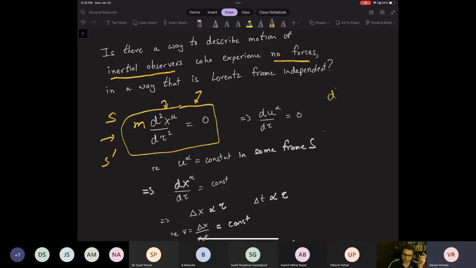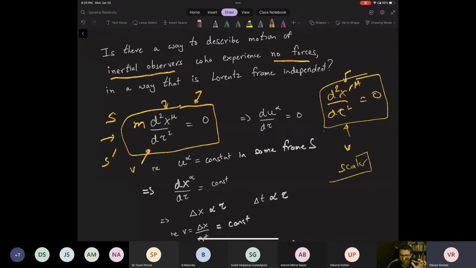If I write it in a different frame, I can write it like this. This has the same form, but it has different coordinates. The coordinates here are x prime. So what I want is, in other words, I have a vector, and this Lorentz 4 vector transforms from one frame to another. I want a quantity which is a Lorentz scalar, which captures the information of the motion of this particle. So let's see how to do that.